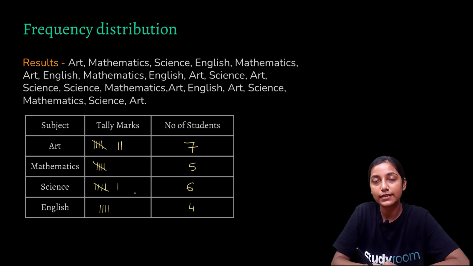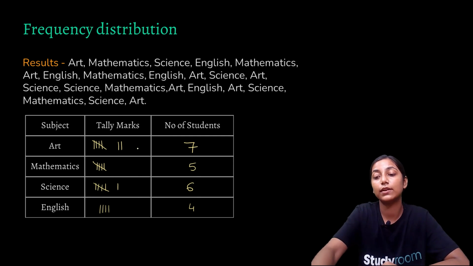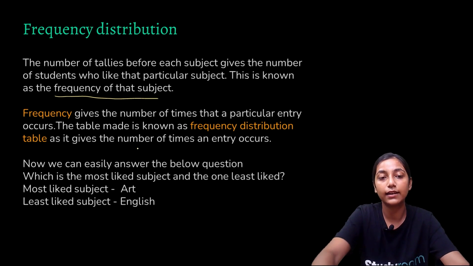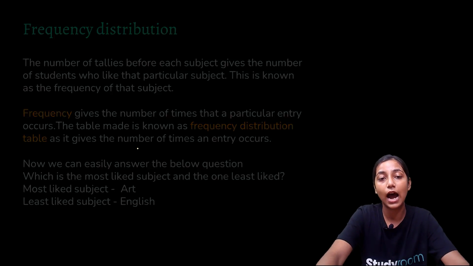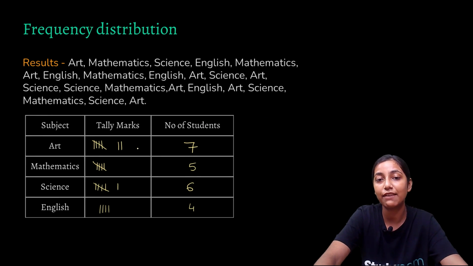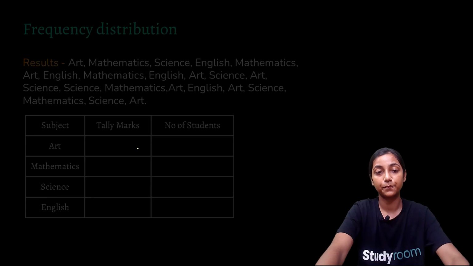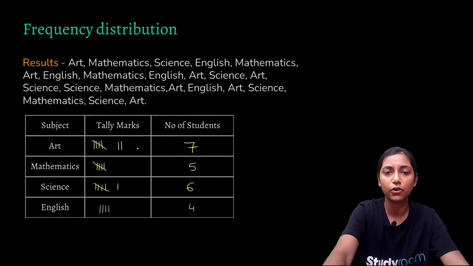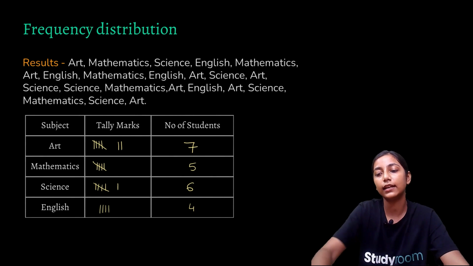Now this is frequency distribution and this whole is a frequency distribution table. We can easily answer now these questions: which is the most liked subject? Art is the most liked subject because we have 7 students who like art. Which is the least liked subject? English, because we have only 4 students who like English.